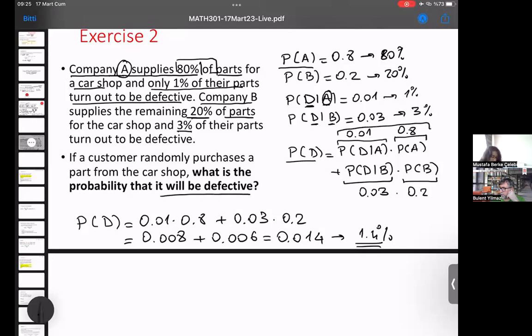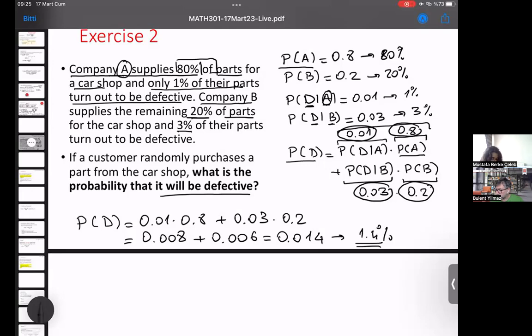It is like out of 80%, 1% is defective if it comes from company A. Out of 20%, 3% is coming from part B, company B. So I have to add them up, right? I don't know whether it's coming from company A or company B. So I have to add those defective percentages together. Okay, I did that actually here.